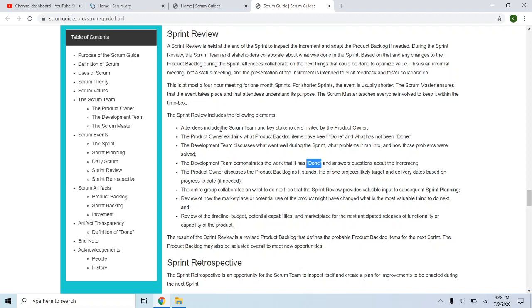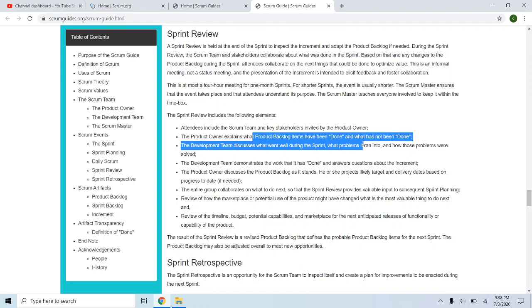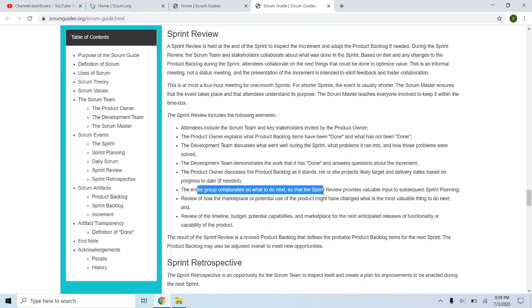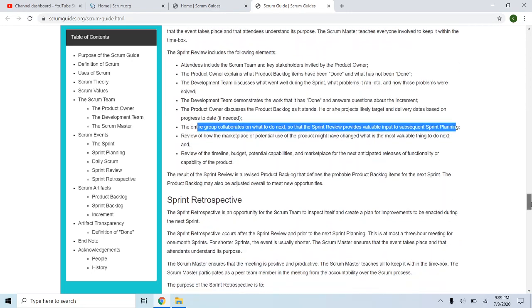And then attendees will typically include the Scrum team and stakeholders that are invited by the product owner, who is the one having the relationship. This is where you're discussing that product backlog, which is essentially what needs to be done to get to a fully finished product. What have we completed so far? Where do we need to go next? It's very collaborative and provides valuable input for the next sprint planning.